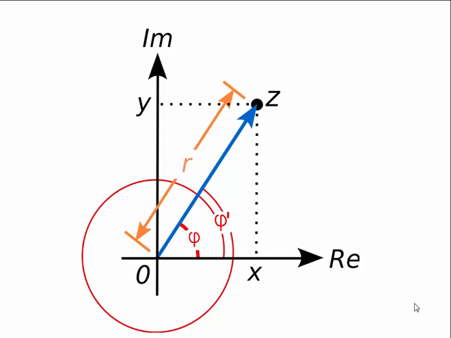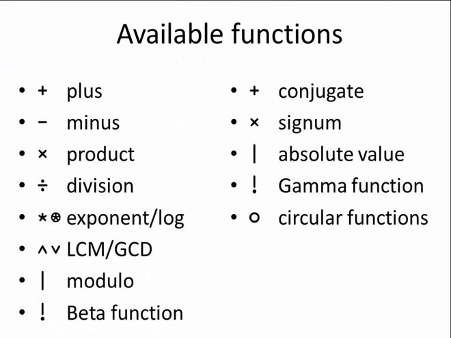Not all APLs have complex numbers. For those that have them, a few primitives are available. Apart from the plus, minus, product, division, exponent, APL also has the lowest common multiple, or the greatest common divisor. It has the modulo, the beta function, the conjugate, the signum, the absolute value, the gamma function, and some extra circular functions.